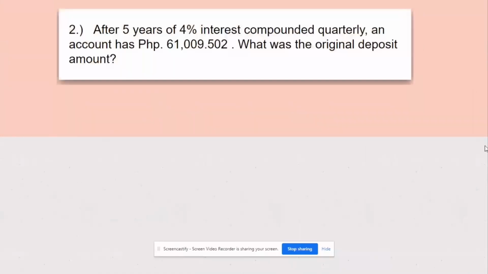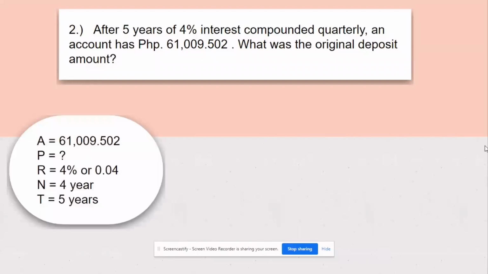More complex question, which is question number 2. Sabi nga dito is that after 5 years of 4% interest compounded quarterly, an account has 61,009.502. What was the original deposit amount? So, ang hinahanap natin dito is yung principal. So, ito na yung mga given. Si A, which is ito yung total na pera after ng lahat-lahat na nangyari.